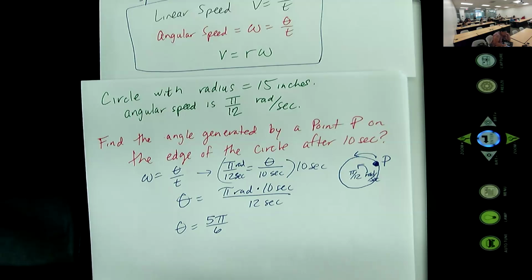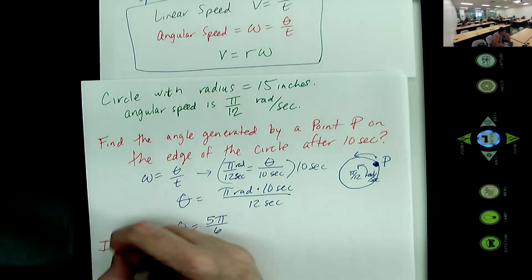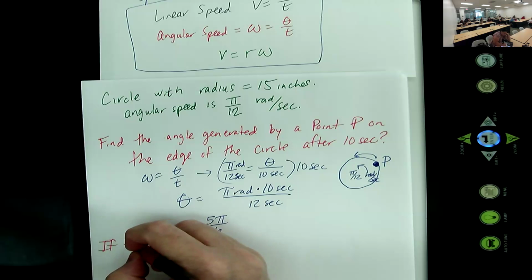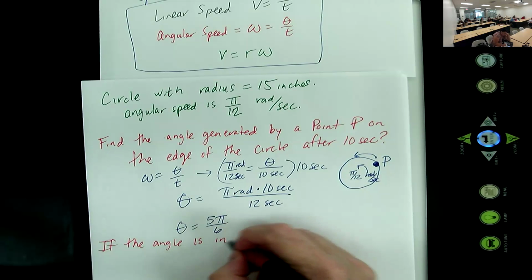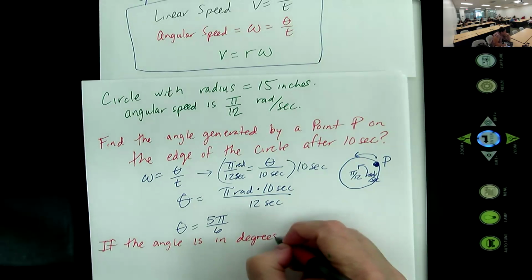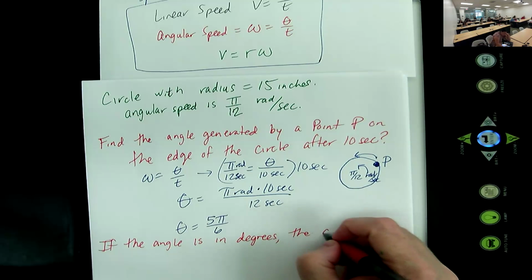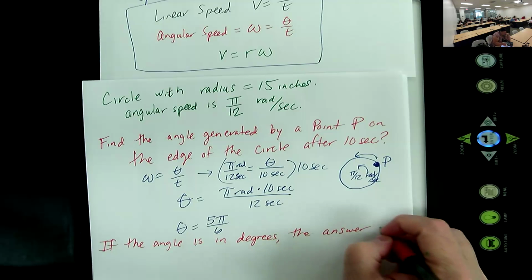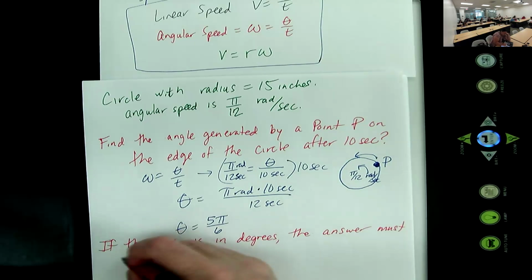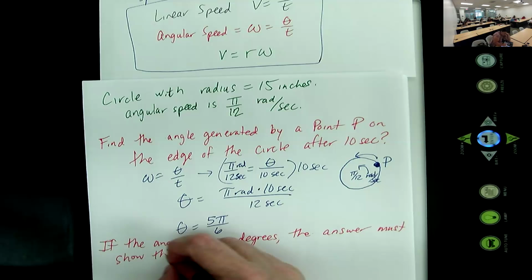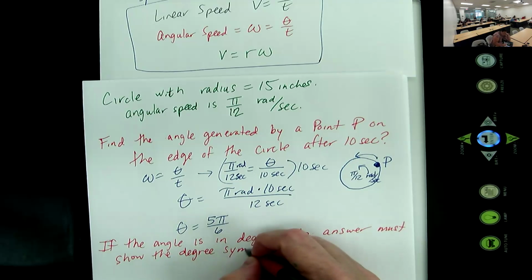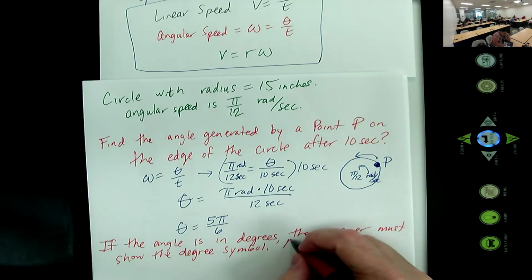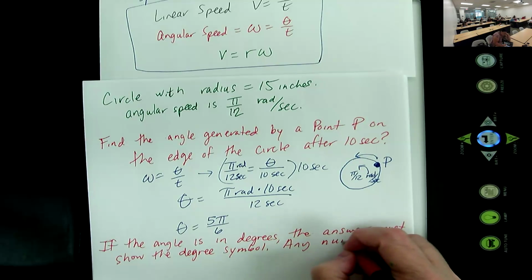And this is crucial. If you want the angle in degrees, the answer must show the degree symbol. Any number without a degree symbol is assumed to be radians.